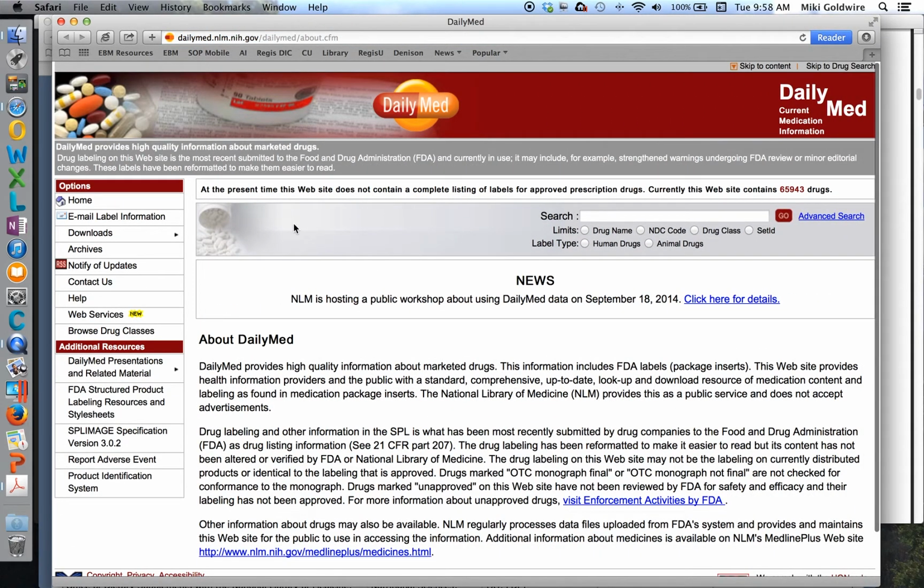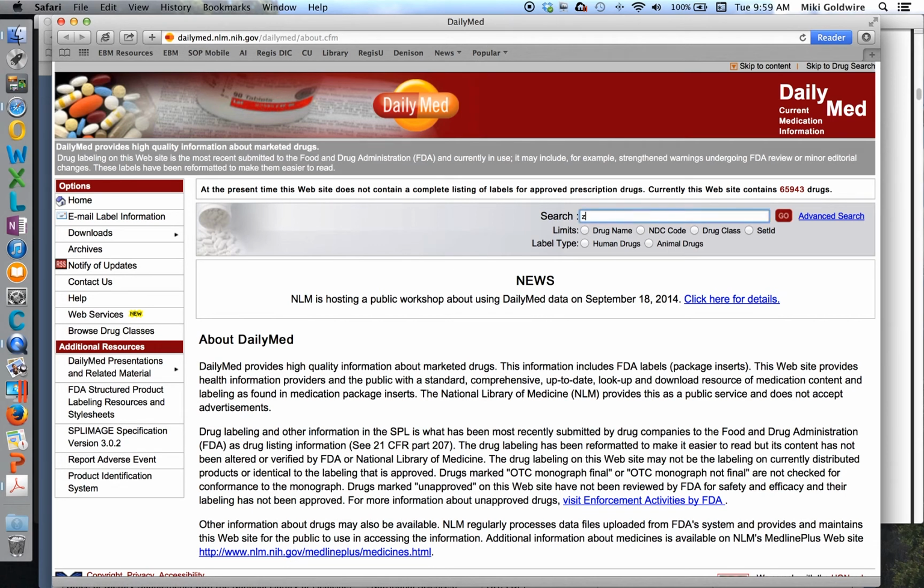DailyMed is a repository for package inserts. There are specific regulations concerning what must be included in the drug label regarding its content and how it works, as well as its proper administration and handling, side effects, and proven effectiveness and safety. In 2006, the FDA developed product labeling guidelines. And you will find package inserts, like I said, right here in DailyMed.